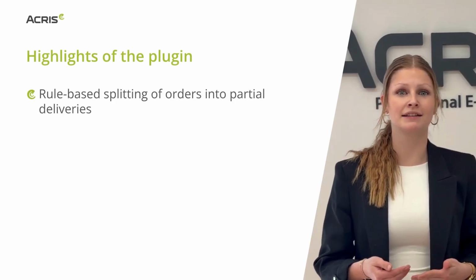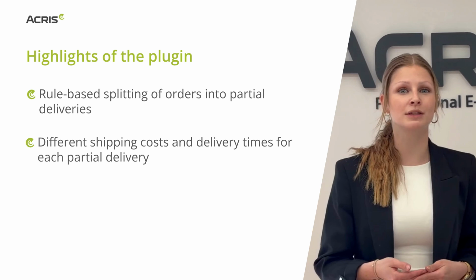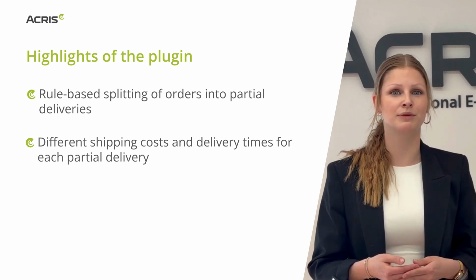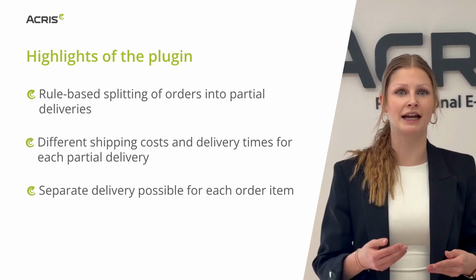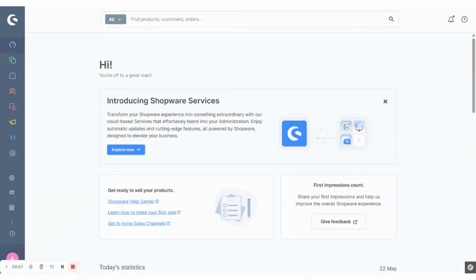Our plugin automatically splits orders into partial shipments based on rules. Define your own shipping costs and delivery times for each shipment, manage each order item separately, and control cancellations flexibly for each partial shipment. We are now on the home page of the Shopware administration.